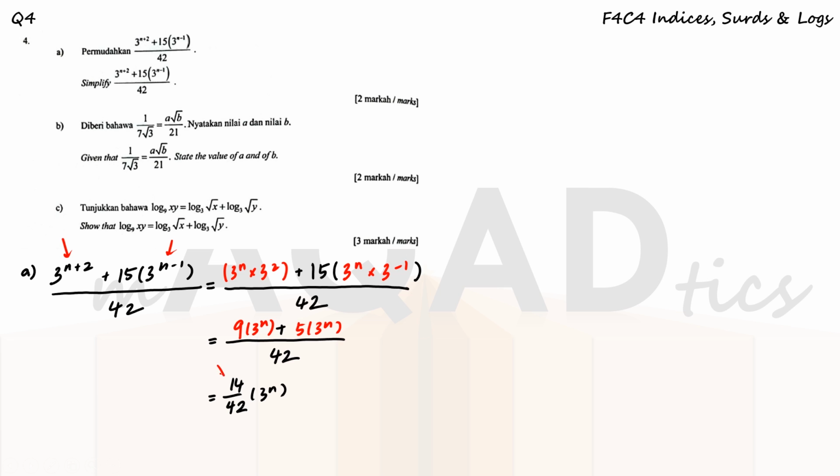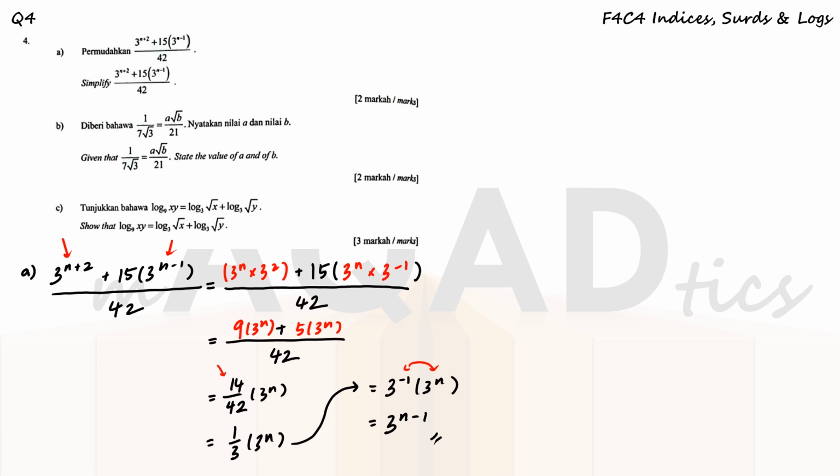So we will simplify this fraction here, it will become 1 over 3. So 1 over 3, I can still simplify it to become 3 to the power of minus 1, and I can combine with this 3 to the power of n. So at the end, we will get 3 power of n minus 1.